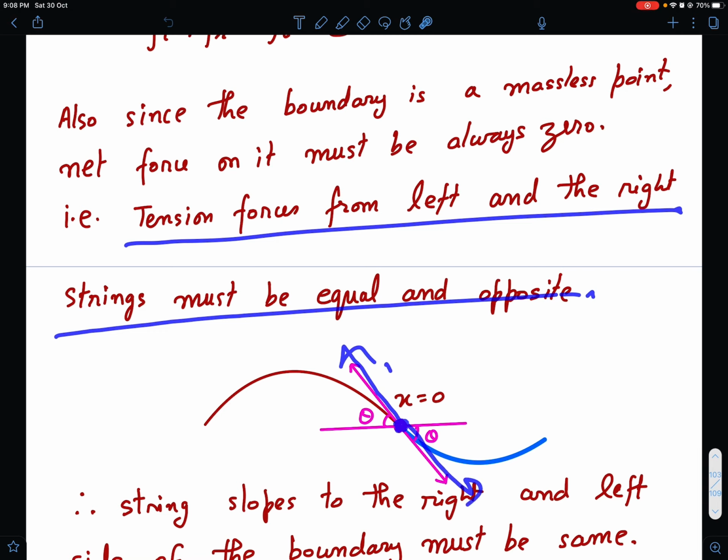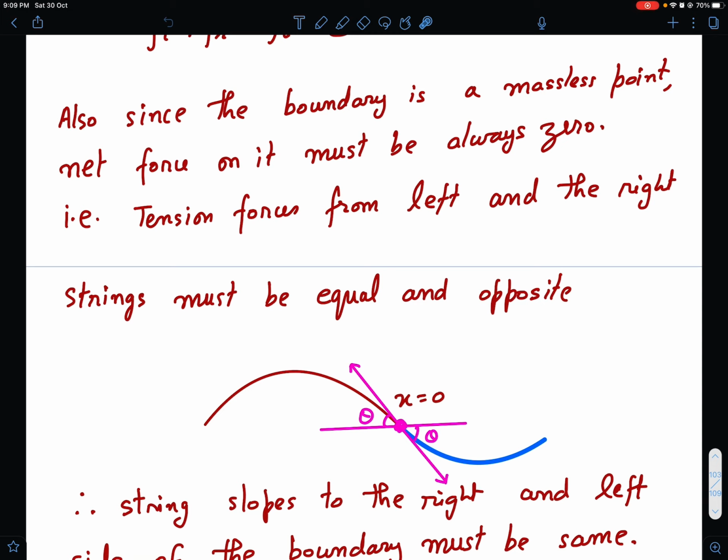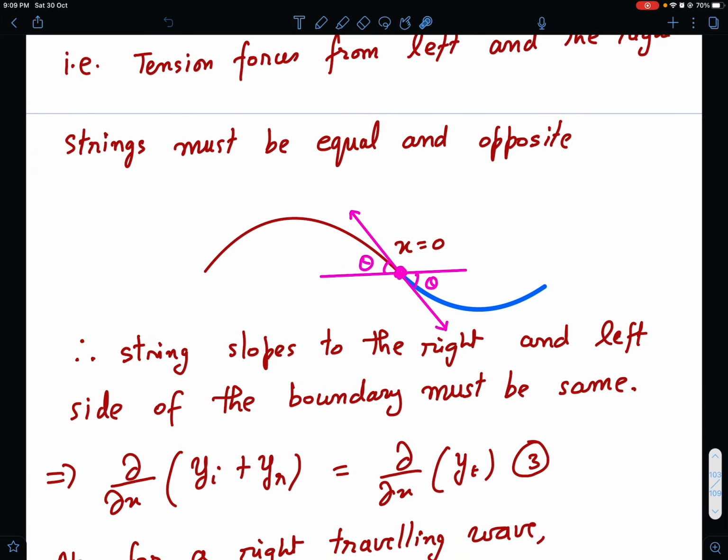So here is the boundary, let us say. One string is pulling it this way and the other string is pulling it this way, and this is a massless particle, negligible. So the boundary you can think of as having negligible thickness. To the left there is one string, and to the right of the boundary there is another string, and the boundary particle itself has negligible mass. So the net tension in these two directions must be zero. A massless point must always have zero force. If the tensions are equal and opposite, therefore the slopes of these two strings must also be equal.